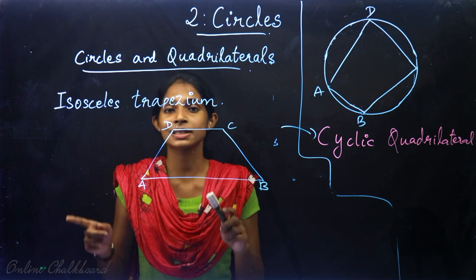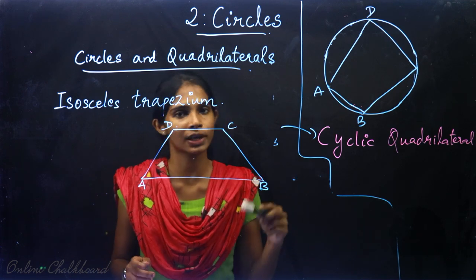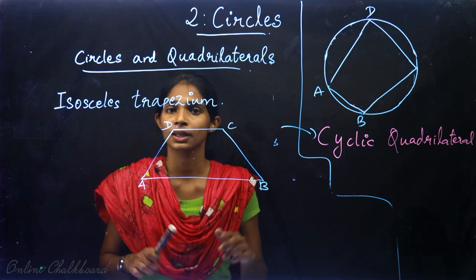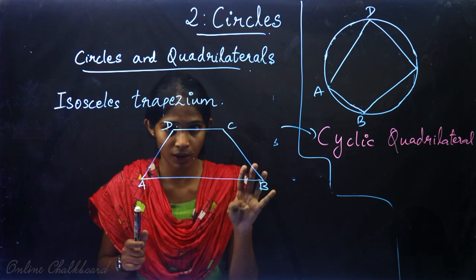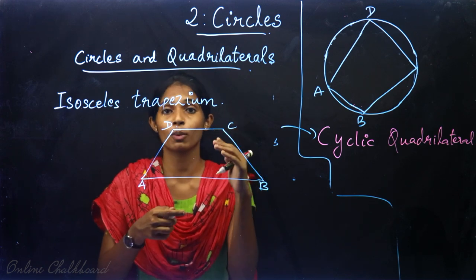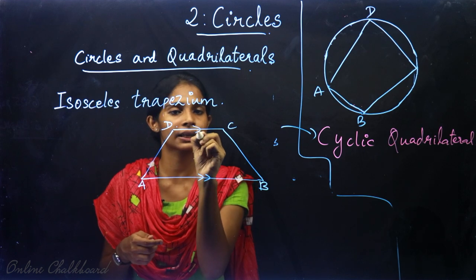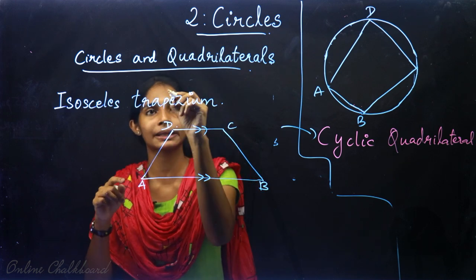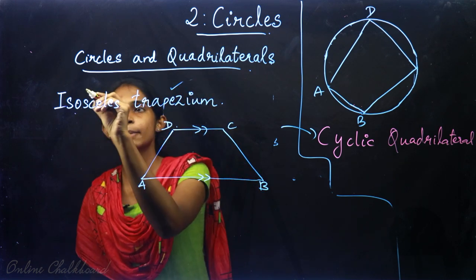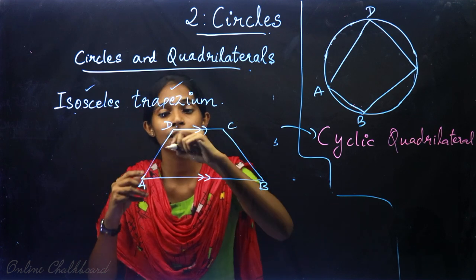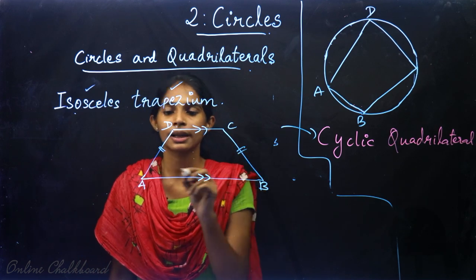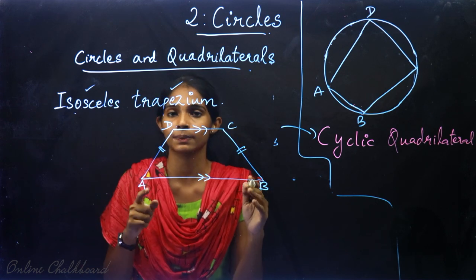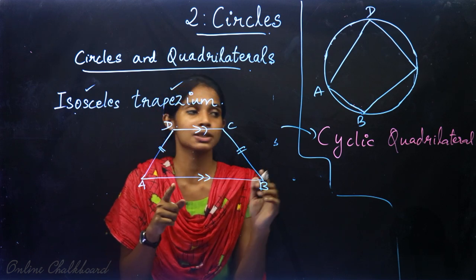Next, we will look at isosceles trapezium as a cyclic quadrilateral. What is an isosceles trapezium? A trapezium is a four-sided quadrilateral where one pair of opposite sides are parallel. Now, in our figure, AB is parallel to DC. Isosceles trapezium is when the non-parallel sides are equal. That is, AD and BC are equal. We call it an isosceles trapezium.